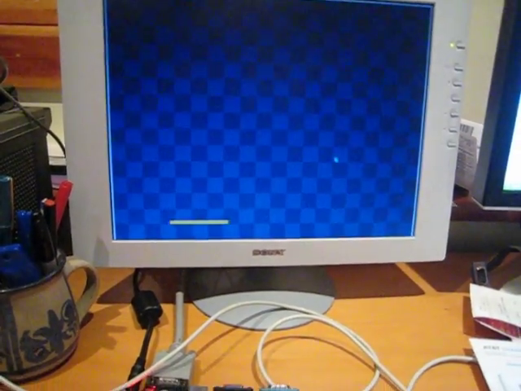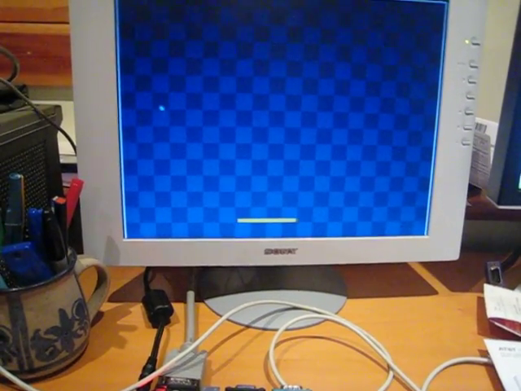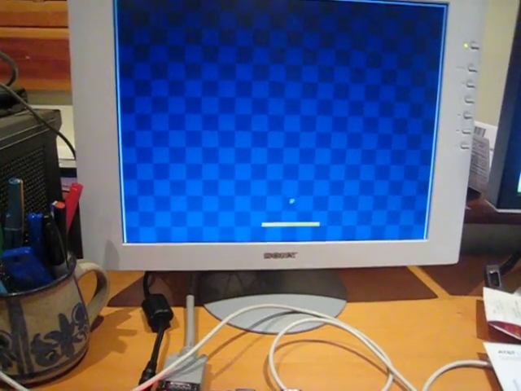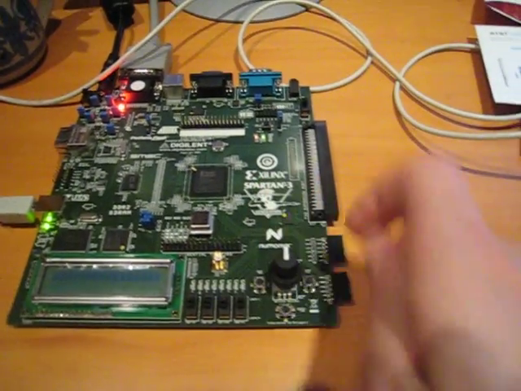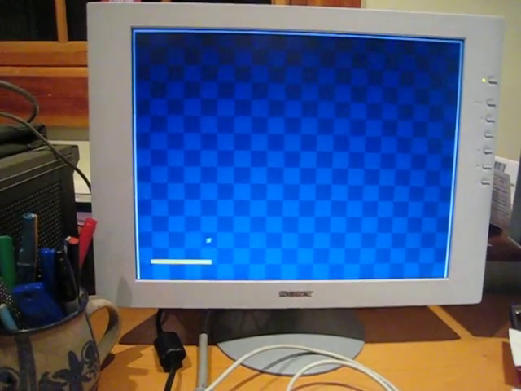Let's go ahead and start the JTAG download. Here we go. My god, it's playing Pong. There's a rotary knob here on the kit that I can use to move the paddle.